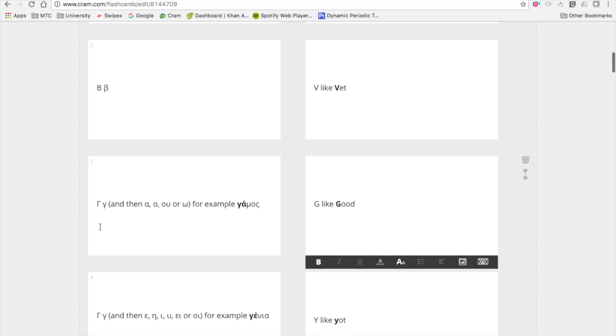Then we have gamma, which is pronounced like a soft r sound, which is not easy to pronounce, but you just remember that after a, o, u, or o, it's that noise, a bit like a G. For example, in the Greek word gamos, which means marriage.